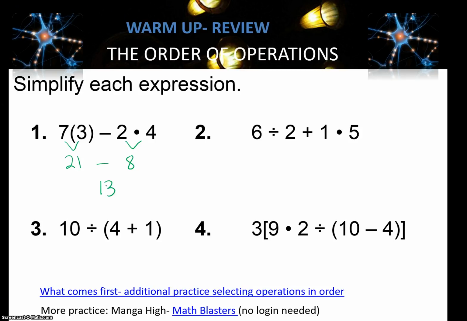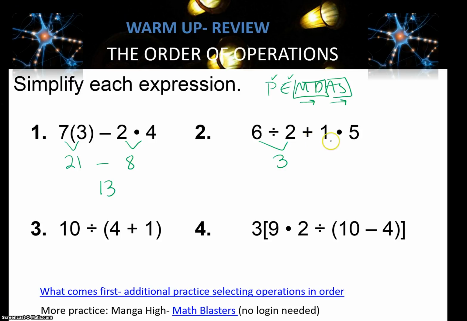For number 2, PEMDAS, or the order of operations: parentheses come first, then exponents, multiplication and division from left to right, and addition and subtraction from left to right. I'm going to slow down in a minute and explain PEMDAS, but I don't see any parentheses. I don't see any exponents, so I'm going to multiply and divide from left to right. So I start and do 6 divided by 2 to get 3.